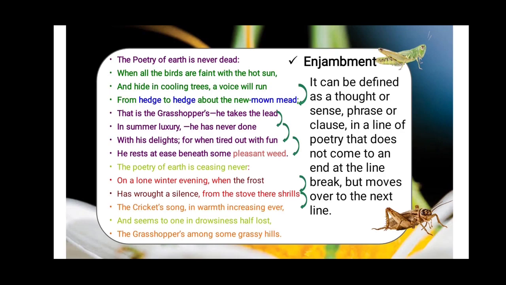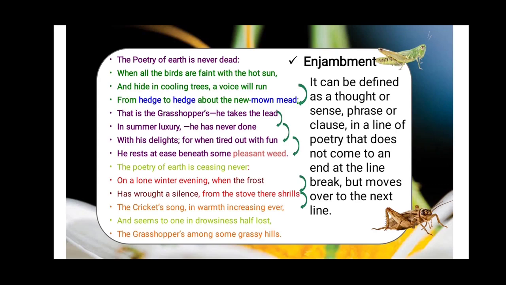Enjambment can be defined as a thought or sense, phrase or clause in a line of poetry that does not come to an end at the line break, but moves over to the next line. For example, the third line, and hide in cooling trees, a voice will run. There is no punctuation mark or line break at the end of the third line. Okay? It moves over to the next line.